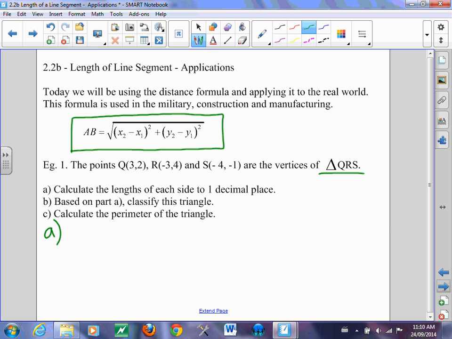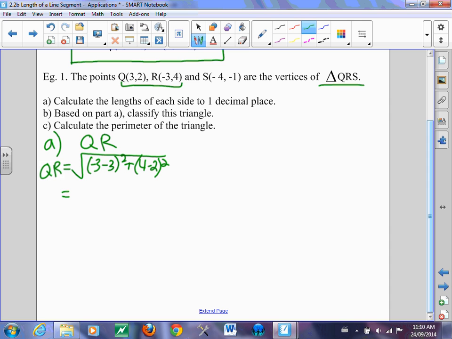So let's do that. First of all, we'll do a QR column here, guys. So QR will be the square root. Now looking at Q and R, x2 is -3, subtract x1, squared, plus y2 subtract y1, squared. Plugging that into your calculator, you can do some of these steps. It's -6 squared, which is 36, plus 2 squared, which is 4. Remember, under the square root, you have 40. Take the square root to get your answer.